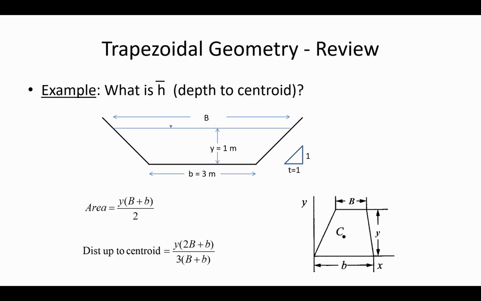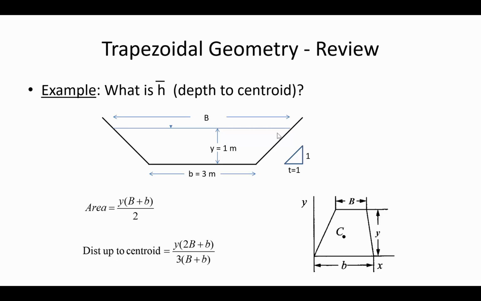then this formula allows us to calculate the distance from the bottom up to the centroid. And so then delta H, which is from the surface of the water down to the centroid, would be simply y minus this distance. So this is the most useful formula I could find somewhere that gives us the distance from the bottom up to the centroid.